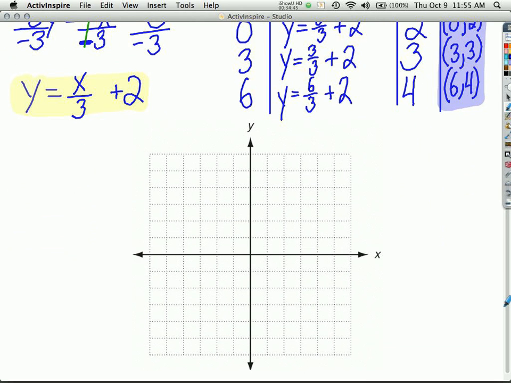And I apologize, I should have had rulers out there for you, so let me get rulers out to you quickly. We need straight lines, so if you can't handle doing it by freehand, then use a ruler. So you need a set of axes, a coordinate grid. That's what you're looking at on my screen right now. A coordinate grid.